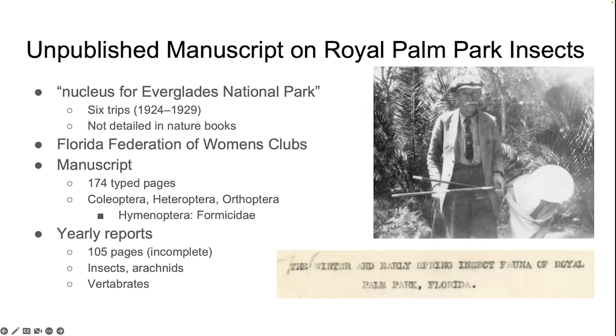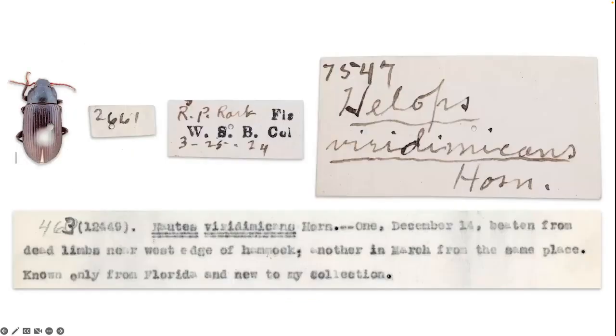And in addition, yearly reports, of which we have partial copies in the Purdue Entomology Archives. And just an example of matching these notes up with the specimens here, we have a tenebrionid where we can match that accession number and that date up with Blatchley's notes to identify where he was at Royal Palm Park collecting and the specific habitats from which he collected that beetle.